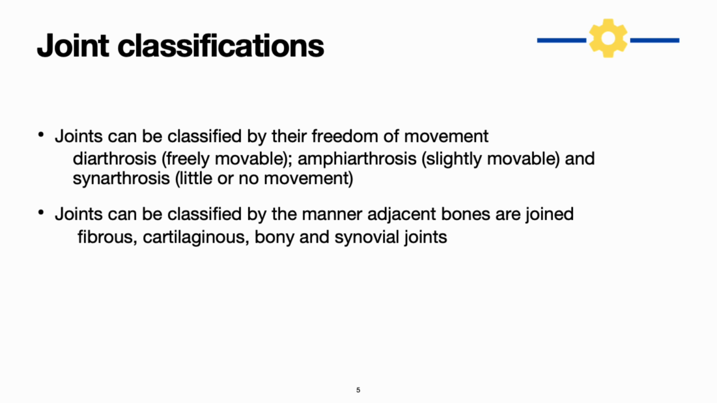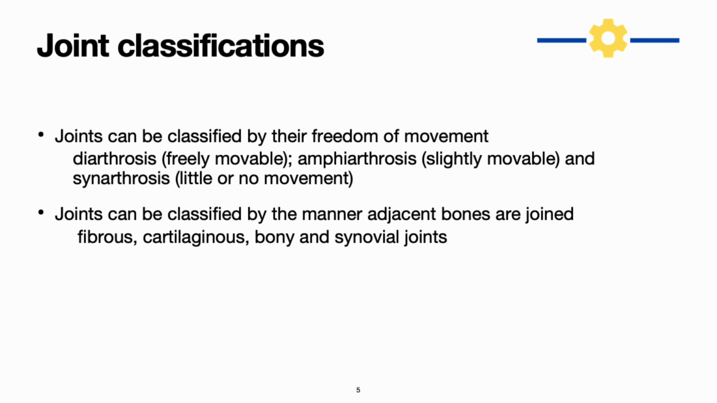So if we look at joints classified by their freedom of movement, we see diarthroses, which are freely movable, amphiarthroses, which are slightly movable, and synarthroses, which are joints where two bones are joined together where there's little or no movement. The joints we're most interested in, obviously, are the diarthroses, which are going to be our synovial joints.